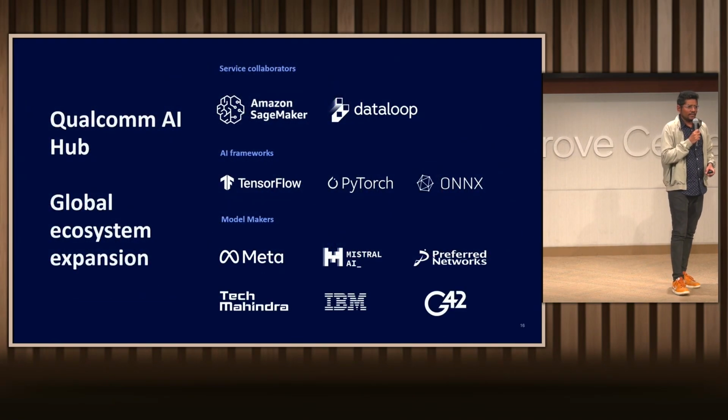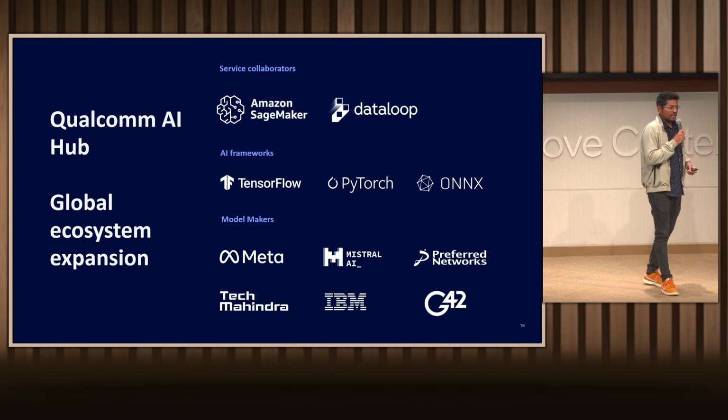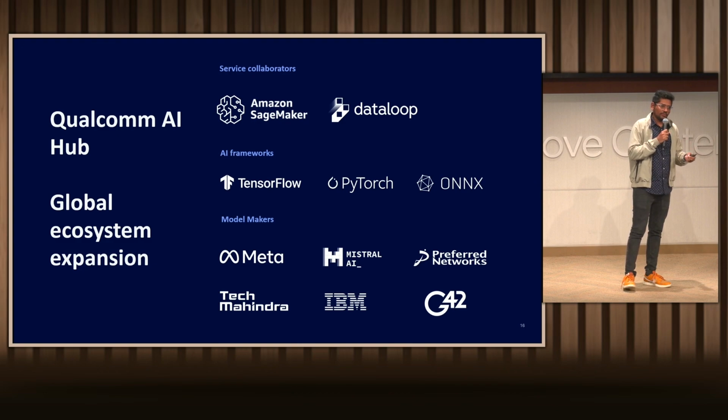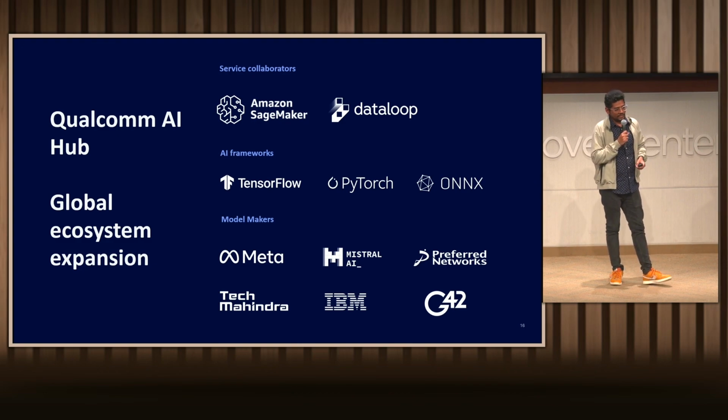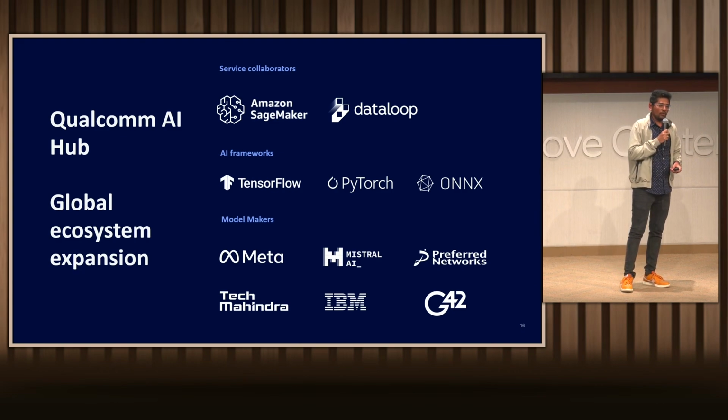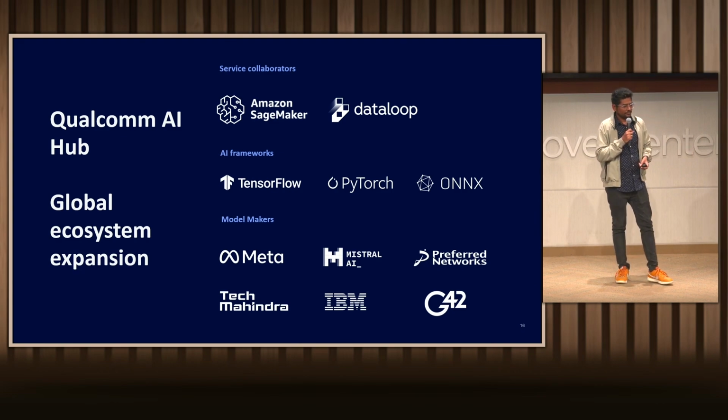Last year, we expanded our ecosystem. We are working with model makers. For example, Llama is always available on AI Hub. That is, you can export your own. We have scripts so that you can get access to the Llama model, and then you can run scripts from AI Hub models to export your own Llama variant for Snapdragon devices. We also have Preferred Networks and IBM Granite models on Qualcomm AI Hub ready to use today.